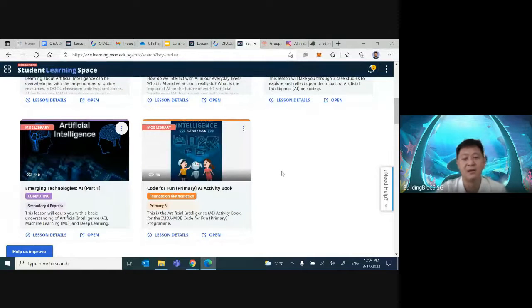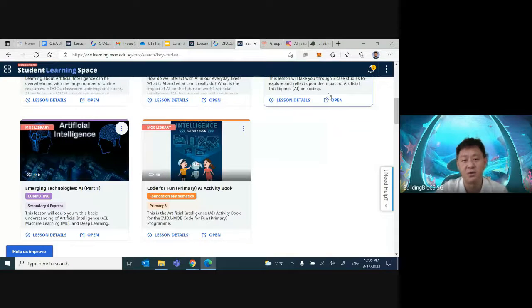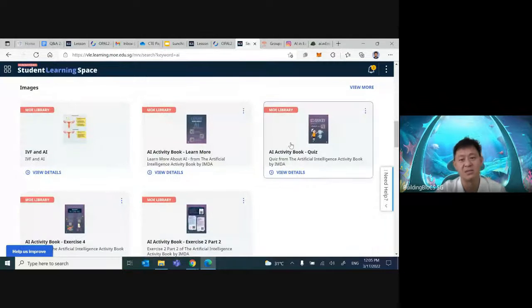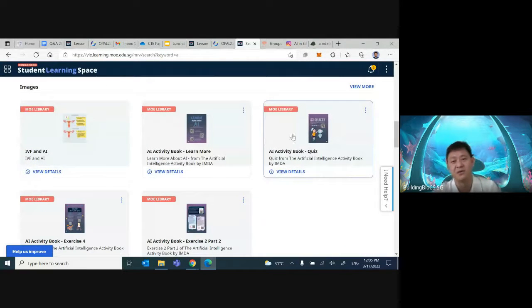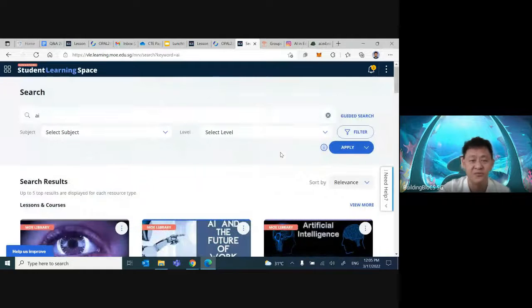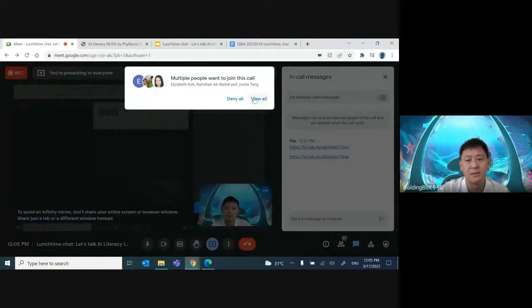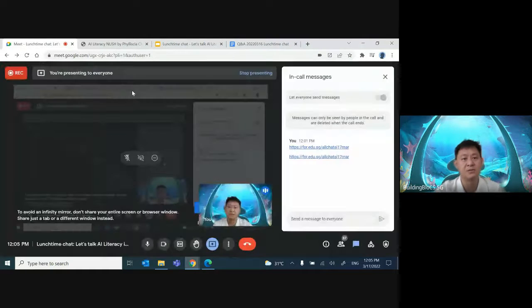Apart from that, IMDA has also put in some primary school content, at least from their Code for Fun, I think 10-hour compulsory, and there's a component on AI. It's quite professionally done. All these things are hard work put in by the different associations and agencies in collaboration with MOE. Of course there are other related resources, so please feel free to explore.